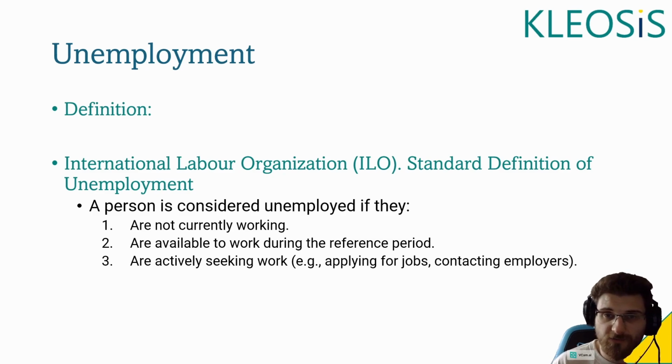So you can already see there are three key requirements, and especially the third one is really, really subjective. Because what does actively seeking mean? And actually also, what does available to work mean? So it's not as simple as counting the number of people who are just not working, and it's also not as simple as counting the number of people who are receiving some sort of unemployment insurance or unemployment benefits.